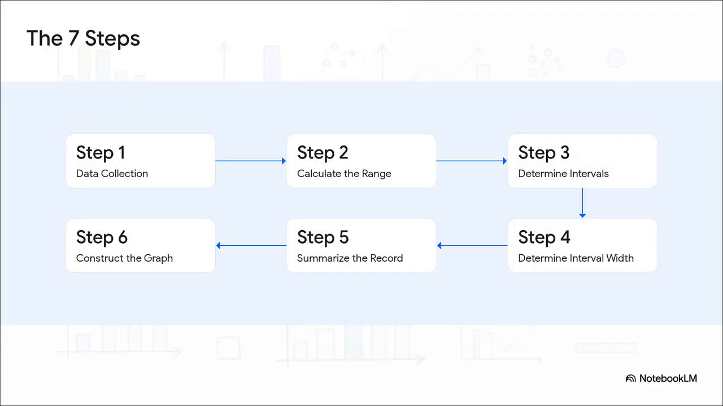It's really straightforward. First, we gather our data. Then, we do a few quick calculations to set things up. After that, we actually build the graph. And then, the best part, we step back and figure out what story our brand new histogram is telling us.